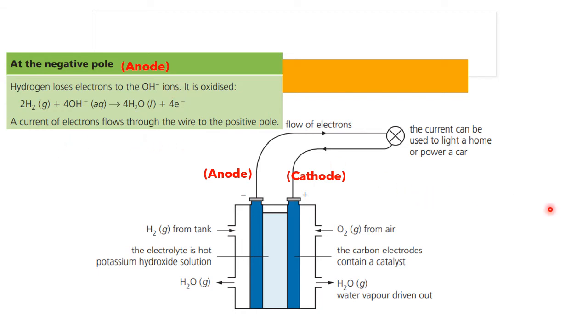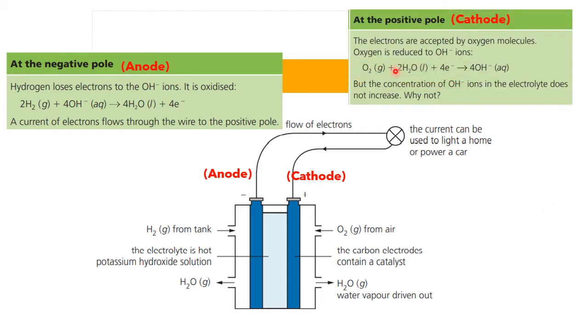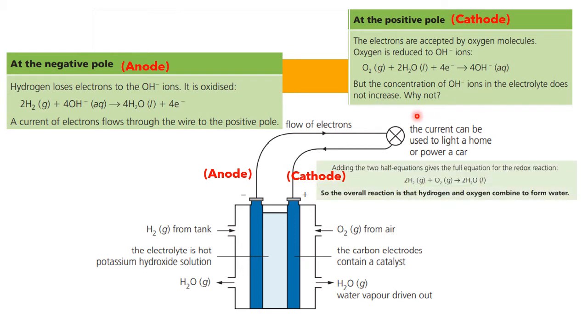So what happens at the positive pole? The electrons are accepted by oxygen molecules, so oxygen is reduced to hydroxide ion. The half equation is oxygen receives electrons to become hydroxide ion. But the concentration of hydroxide ions in the electrolyte does not increase. Adding the two half equations gives the full equation for the redox reaction. So the overall equation is hydrogen gas plus oxygen gas produces water.